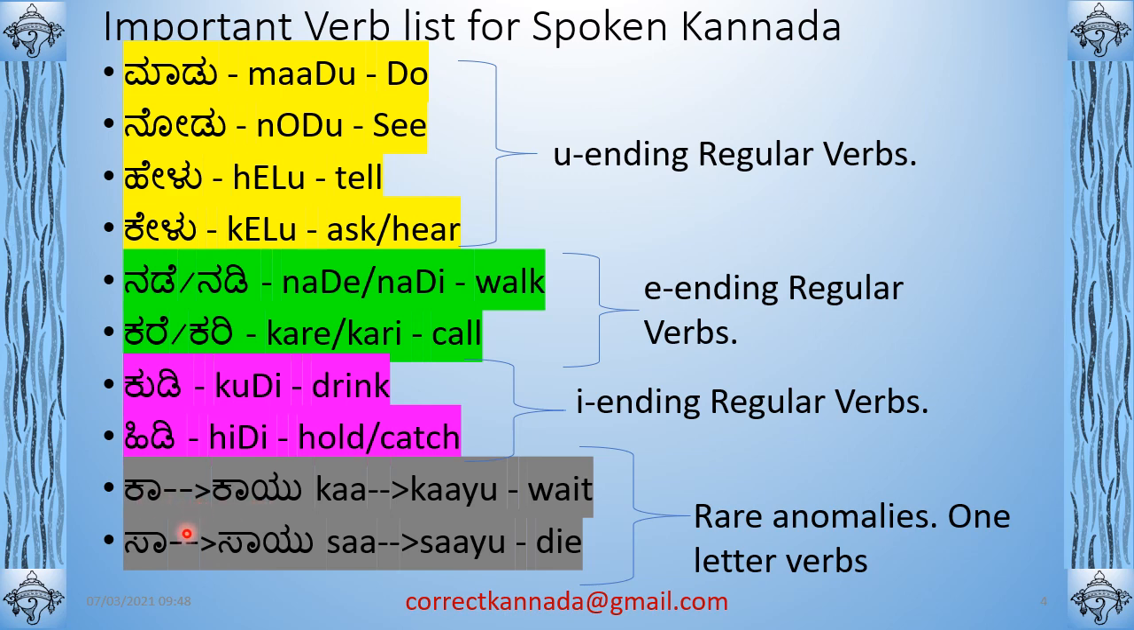So that's ka. Then sa. Again the u is added, sa-yu, to die. ಸಾಯಲಿ, ಅವರು ಸಾಯಲಿ, let him die, I don't care. ನನಗೇನಾಗಿದೆ, ಅವರು ಸಾಯಲಿ, let him die, what do I care. So sayu is again taken from sa. These are rare verbs which are one-letter verbs. So these are the four types. Of course there is the fifth type.